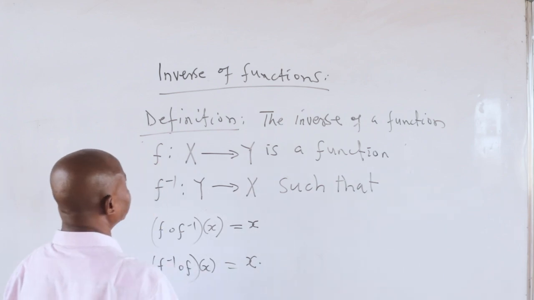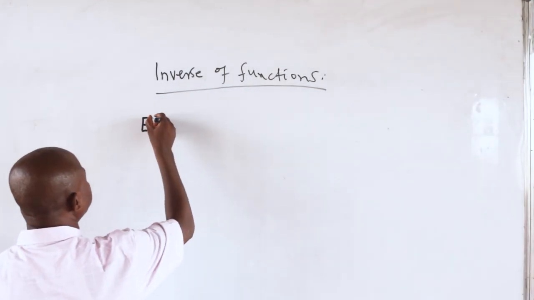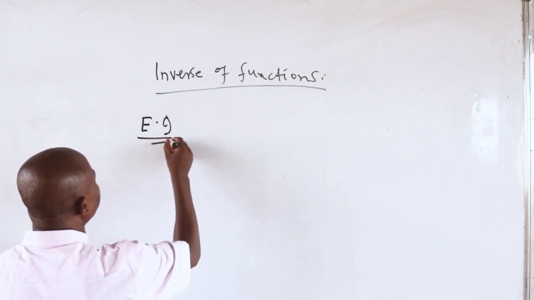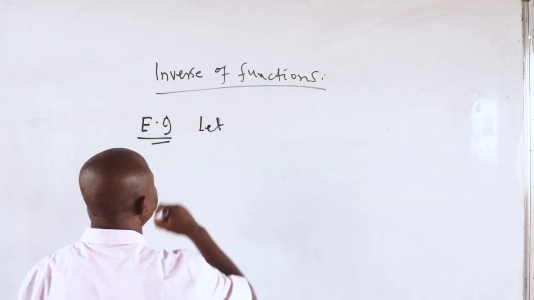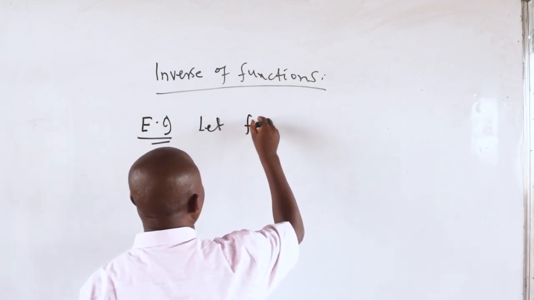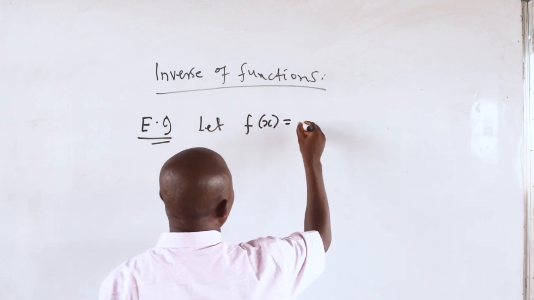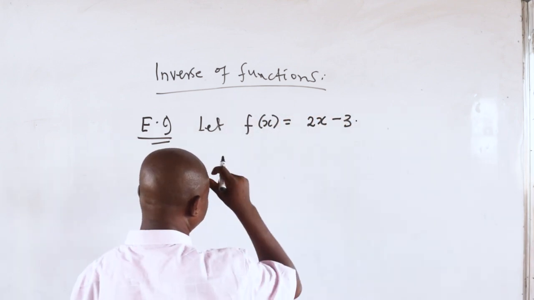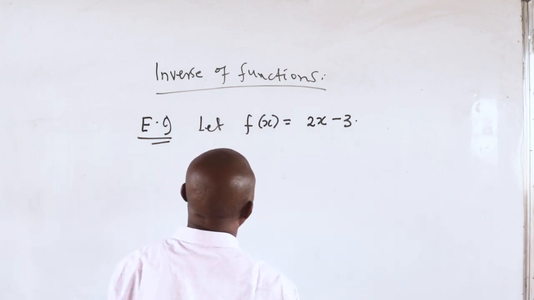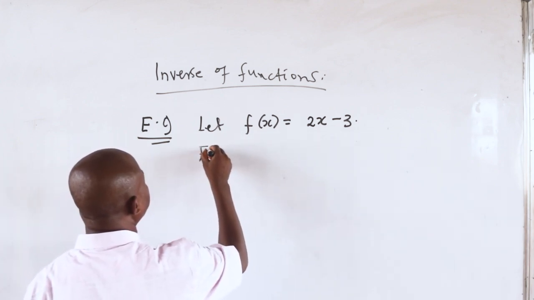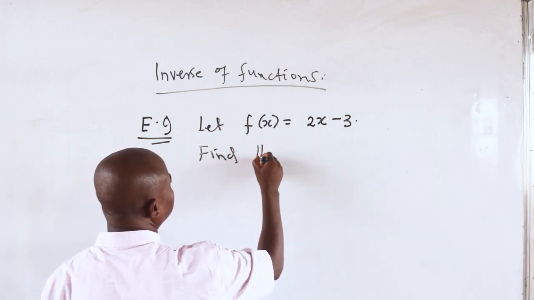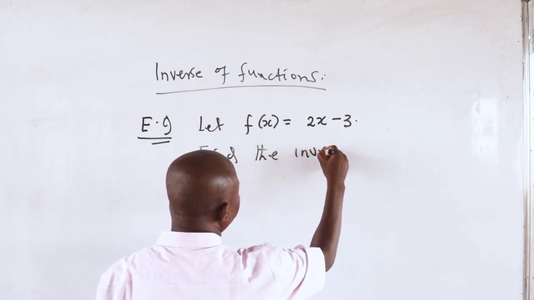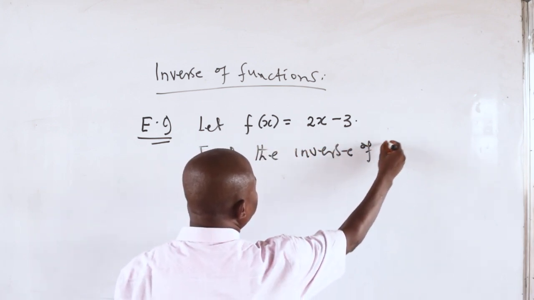Alright, we'll take some examples. Let's consider the function f(x) = 2x − 3. So we want to find the inverse of the function f.